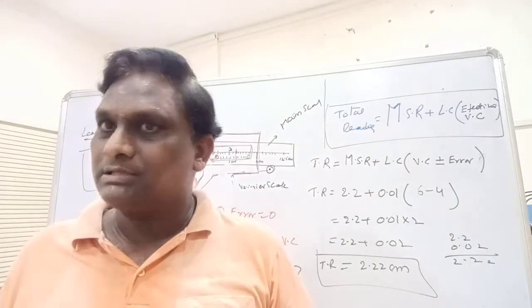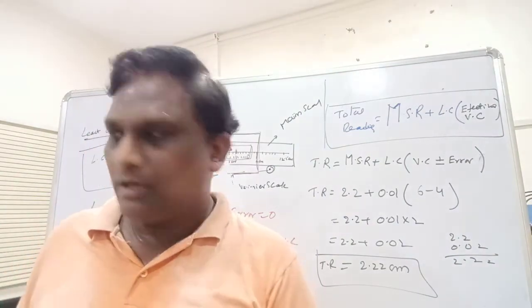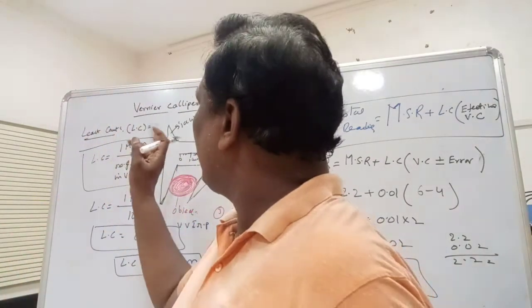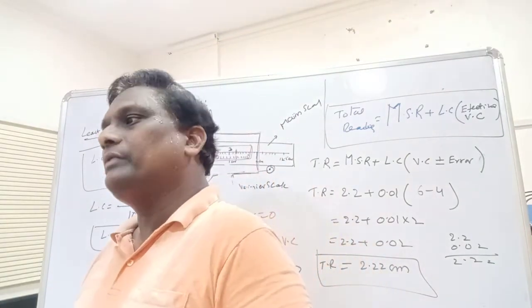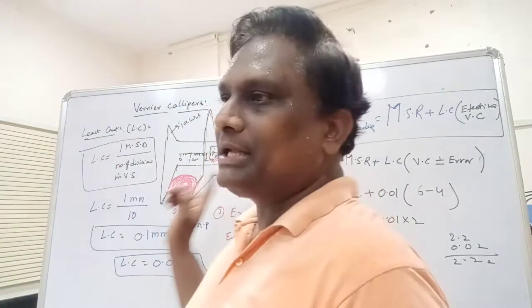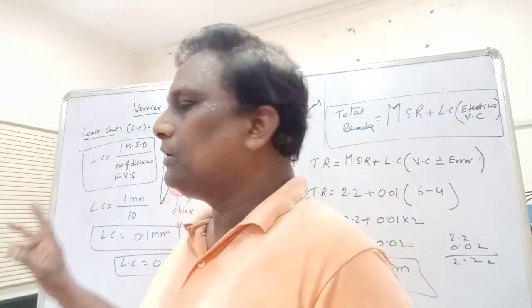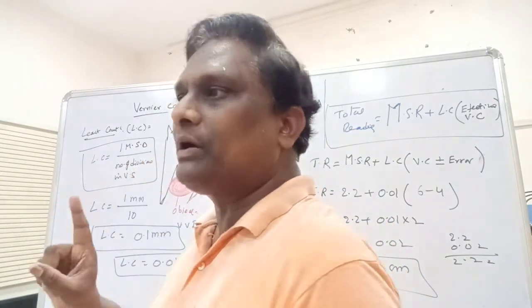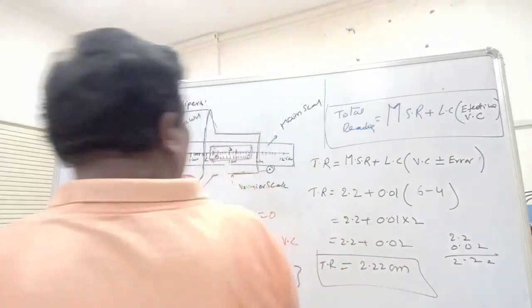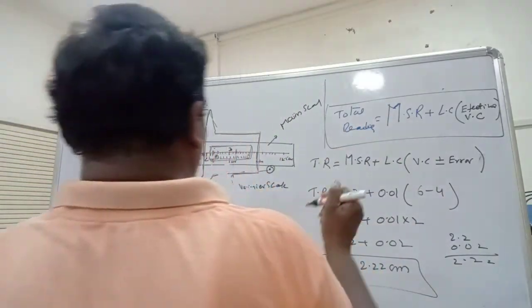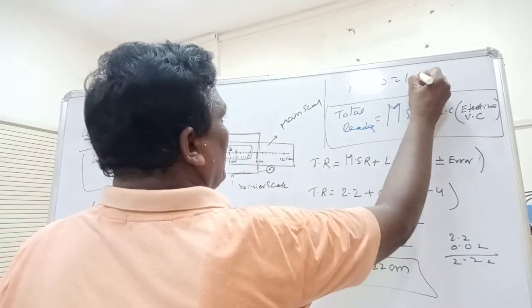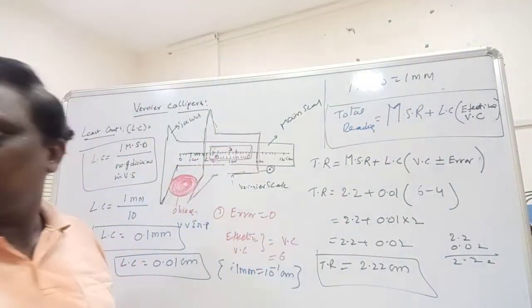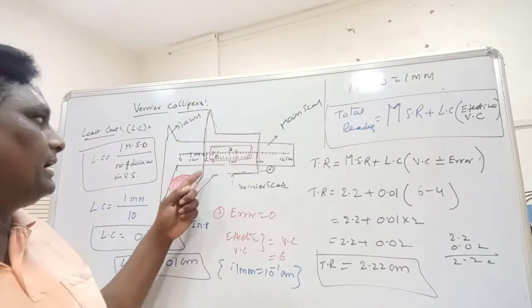Any doubt regarding this? I will explain again. See, in Vernier calipers we have two scales. One is the main scale and the second one is the Vernier scale. Main scale is like an ordinary scale. Each division of the main scale is 1 mm. So one main scale division, 1 MSD, is equal to 1 mm. Okay. Now go for the Vernier scale.